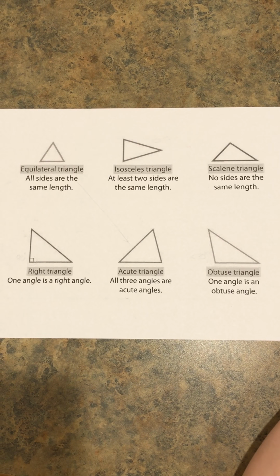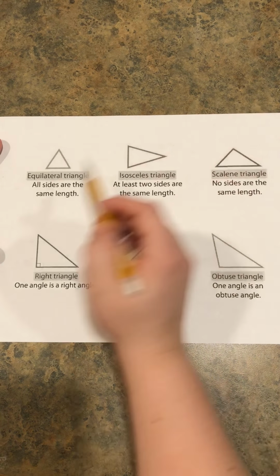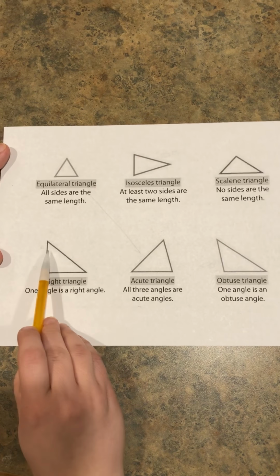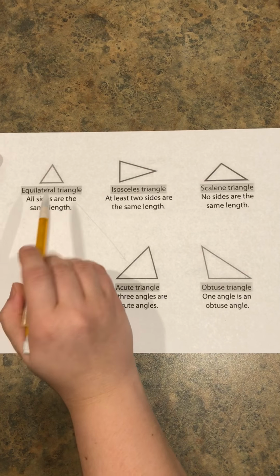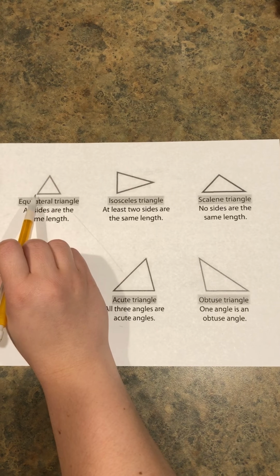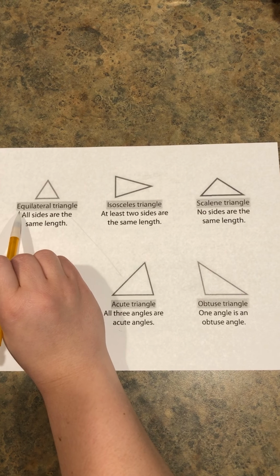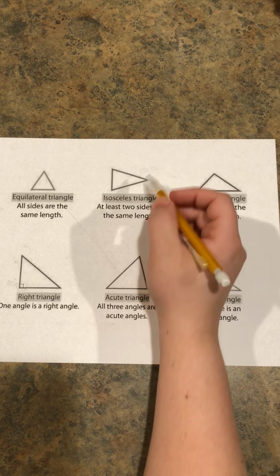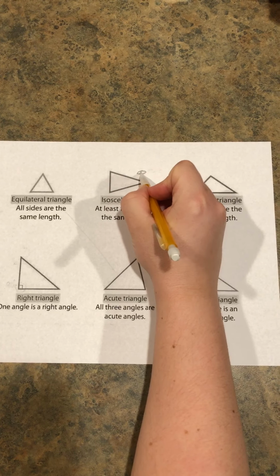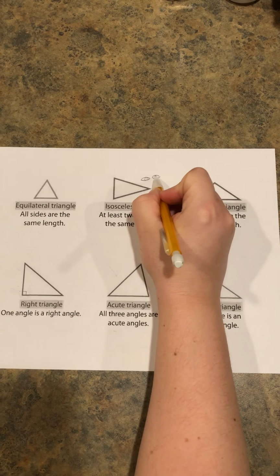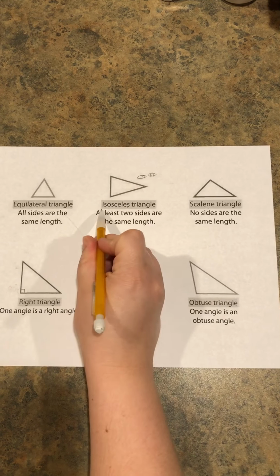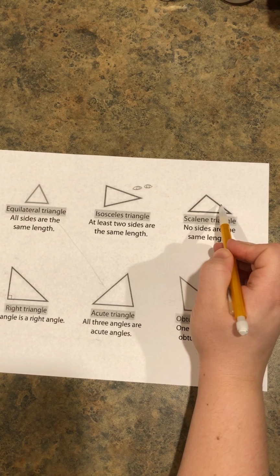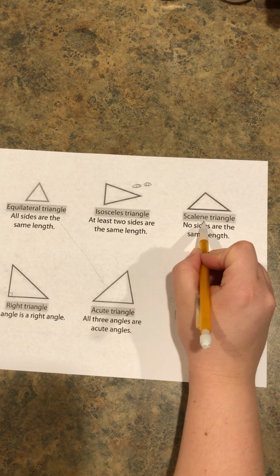Okay, when you name a triangle, you're going to either name it by the lengths of its sides or by their angles. When you're naming them by the lengths of their sides and all three sides are of equal length, we call it an equilateral. When two of your sides are equal length, I think of the fact that you have two eyes, we call it an isosceles triangle. When none of the sides are of equal length, we call it scalene.